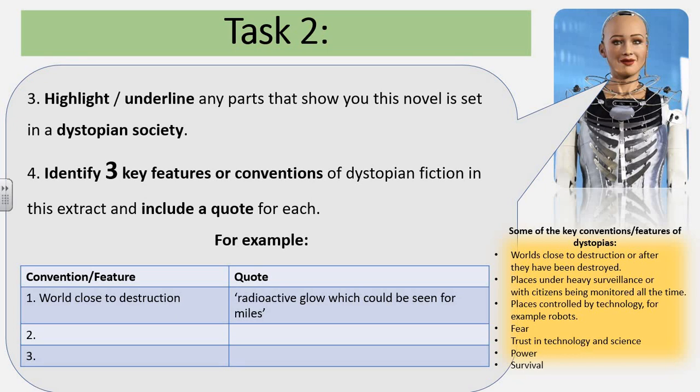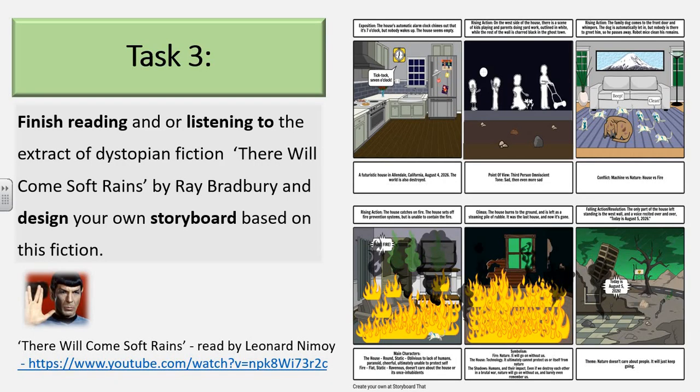So have a go at that. That should take you probably a good half an hour, 20 minutes to half an hour to do well. Now your third and final task, which should take you a bit longer, so around about an hour, maybe more if you want to put lots of effort into this, which would be lovely. I want you to finish reading or listening to the extract of Dystopian Fiction, There Will Come Soft Rains, by Ray Bradbury, and design your own storyboard based on this fiction.